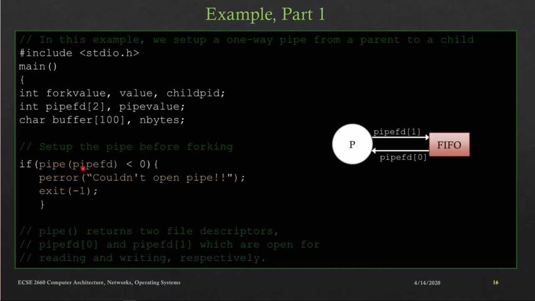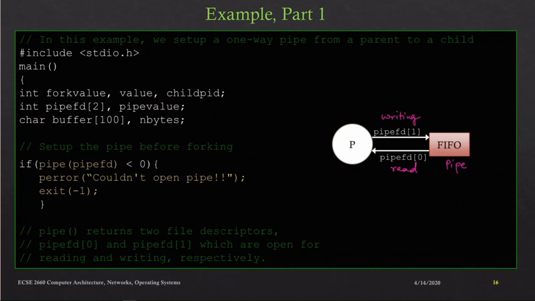the pipe system call. We passed the pipe file descriptor argument, which had two indices in that. File descriptor 0 was used to read from the pipe buffer, and file descriptor 1 was used to write to the pipe buffer. And this is where the pipe buffer is, and this is used for reading from it, and this is used for writing to it.